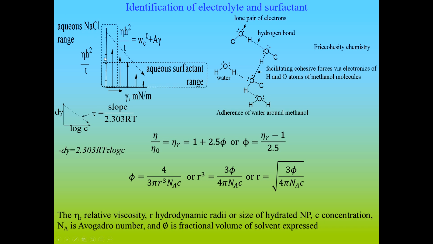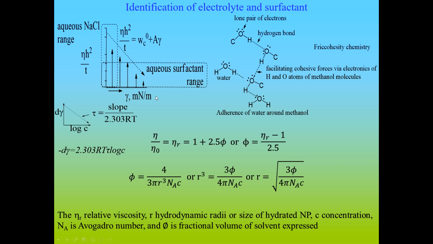So in such a case, when we measure the surface tension and the viscosity of an unknown sample, and both parameters are increasing, then definitely it is NaCl.